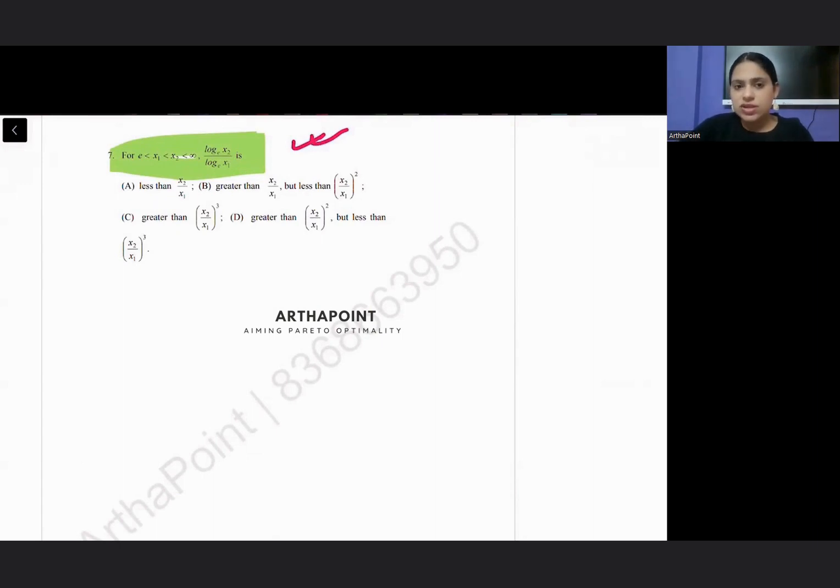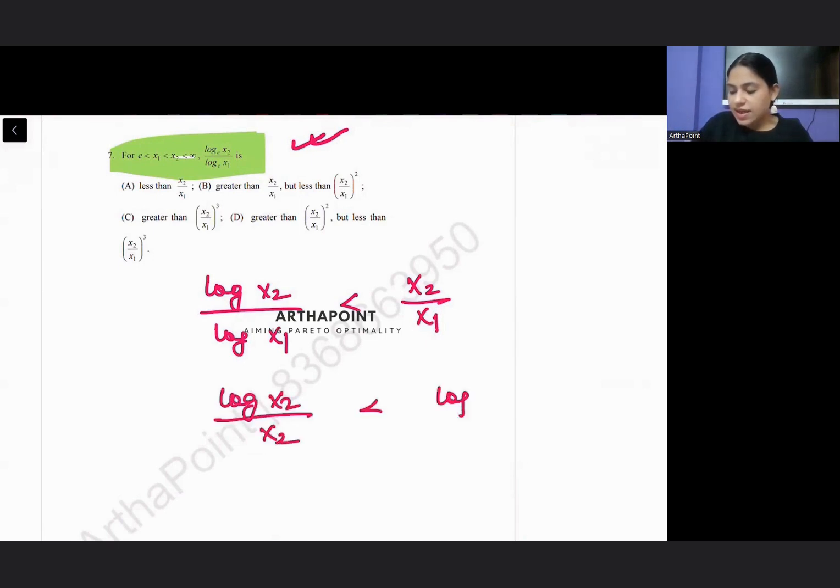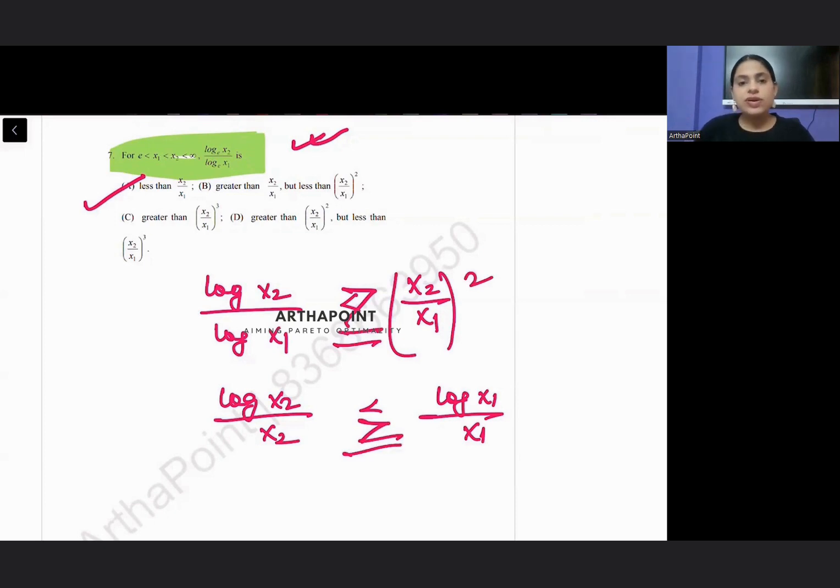So whenever we need to do such kind of questions, beta, try to see. This is asking whether log x2 by log x1 is less than x2 by x1, greater than x2 by x1, or so on. So can I just go ahead and write this as this? It is asking me if this is there, or if this is there, or if this is there, something like this. So you need to understand that whatever it is saying, the core function that I have somehow is going to be x2 by x1.